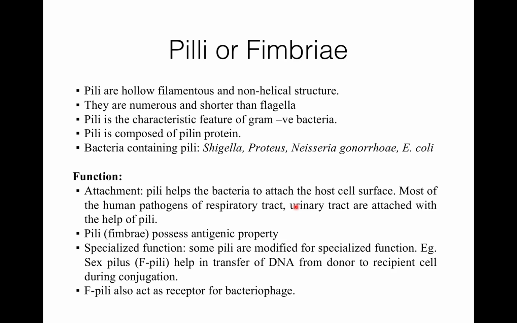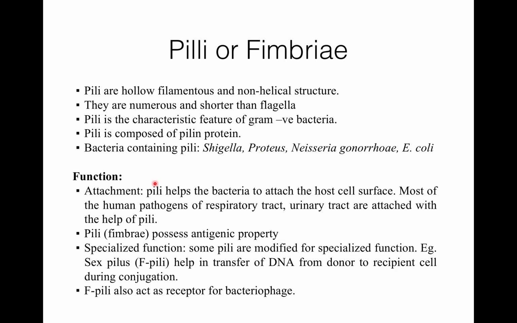Then pili. Pili are hollow, filamentous and non-helical structures. They are numerous and shorter than flagella. It is a characteristic feature of gram-negative bacteria. They look similar to flagella, but they are completely different. Pili are composed of pilin protein. Bacteria which possess pili are Shigella, Proteus, Neisseria gonorrhoeae, or E. coli, that is Escherichia coli.